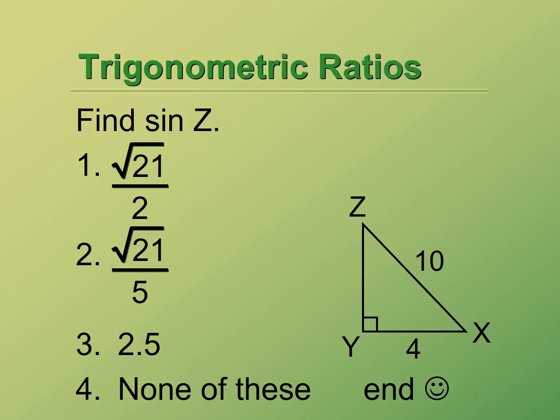All right, this is our last example. We want to find sine of z. So here's z, and z is opposite over hypotenuse. So your opposite is 4, and your hypotenuse is 10. And so 4 divided by 10 reduces to 2 over 5, which is not any of the options given. So we would just select this option here.